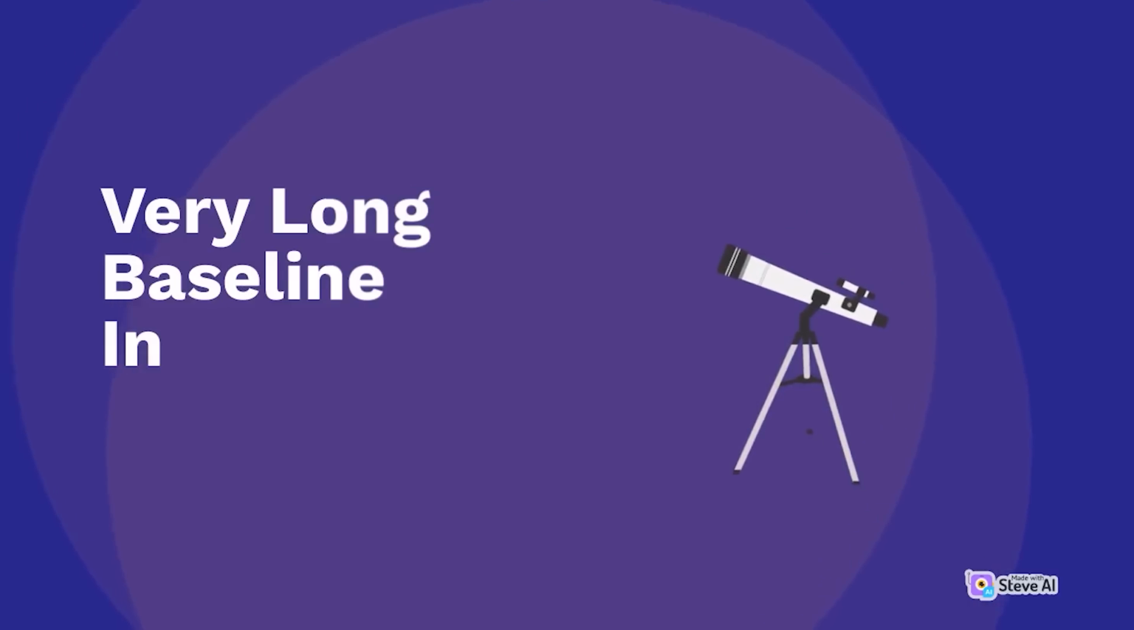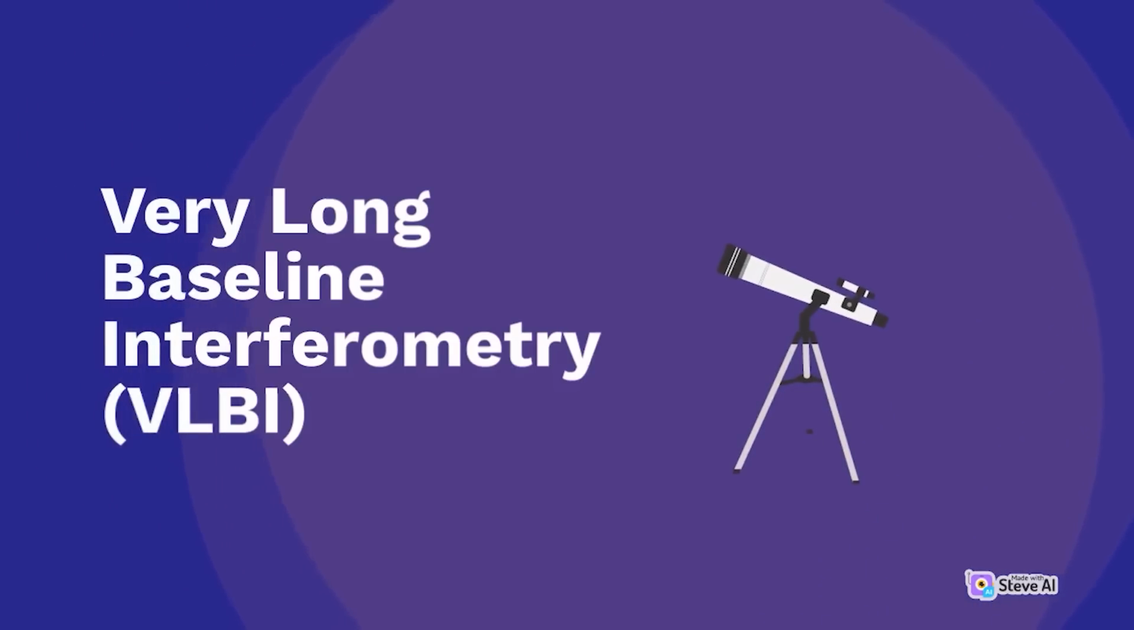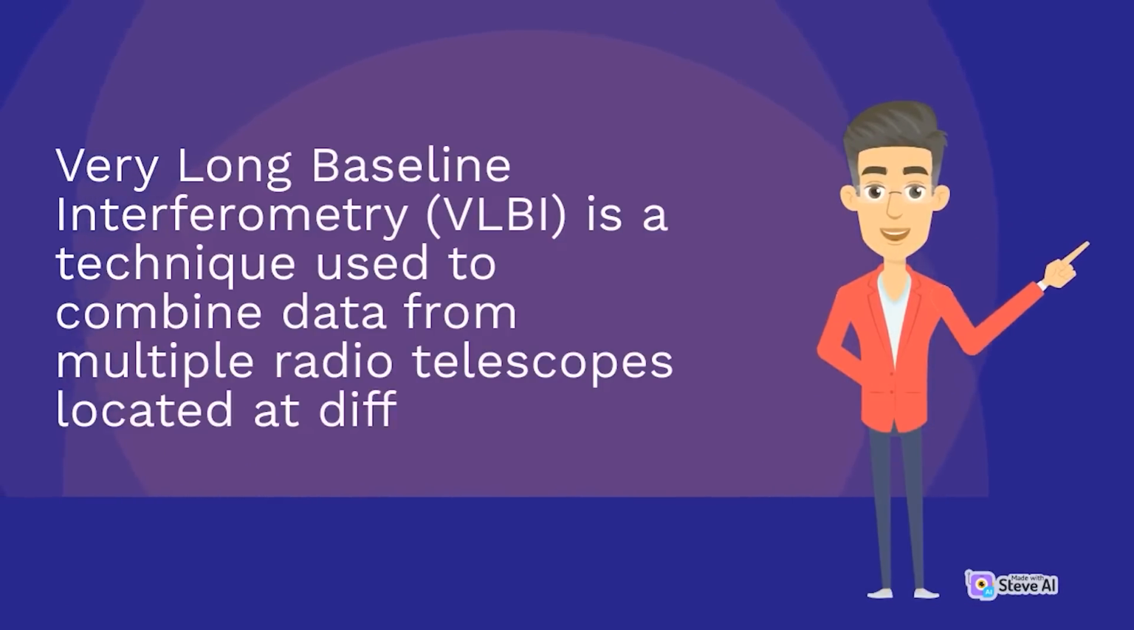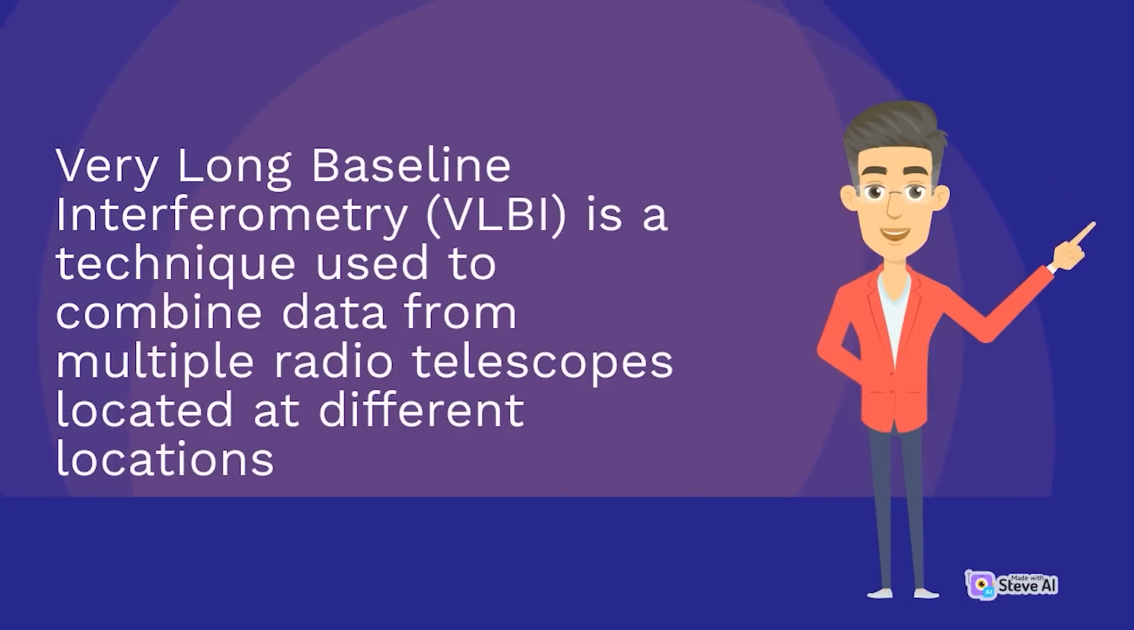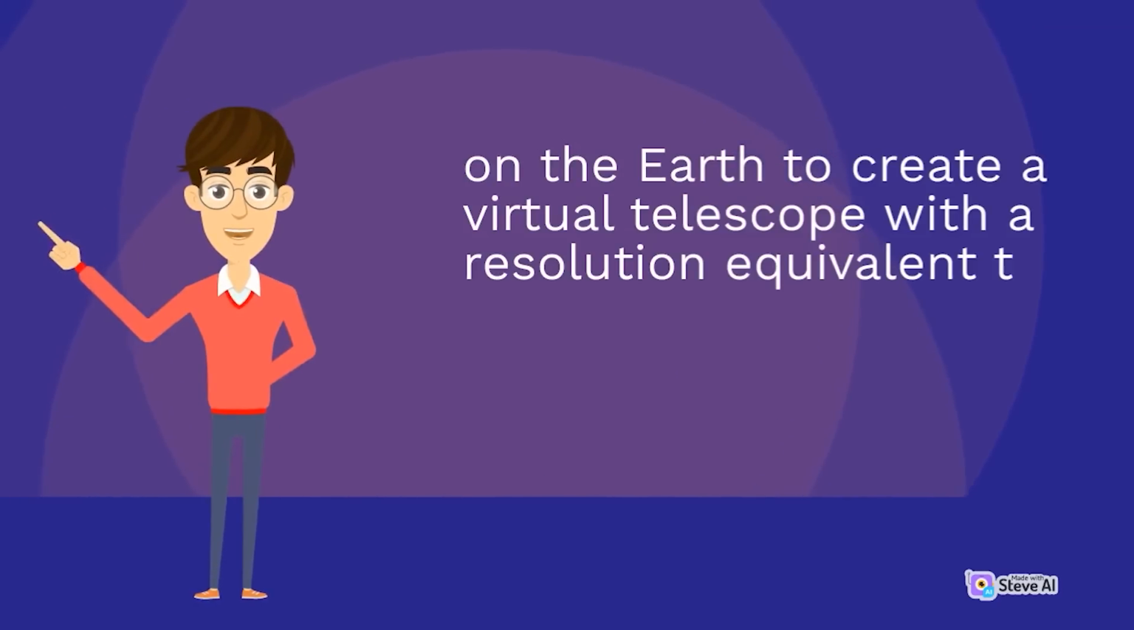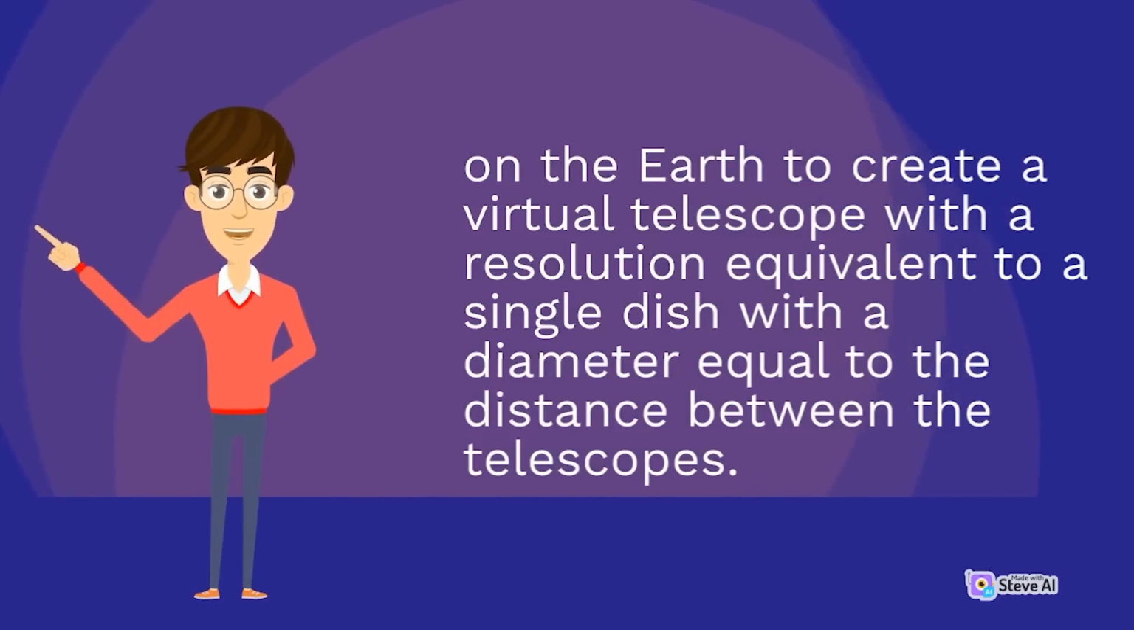Very Long Baseline Interferometry (VLB). Very Long Baseline Interferometry (VLB) is a technique used to combine data from multiple radio telescopes located at different locations on the Earth to create a virtual telescope with a resolution equivalent to a single dish with a diameter equal to the distance between the telescopes.